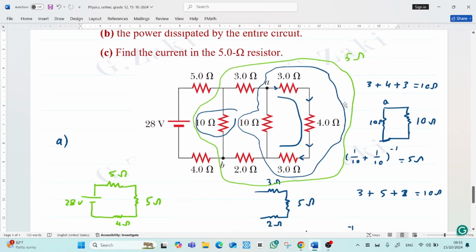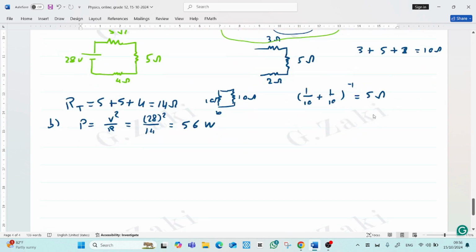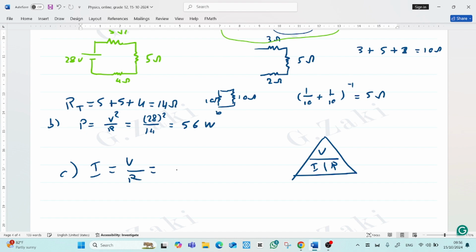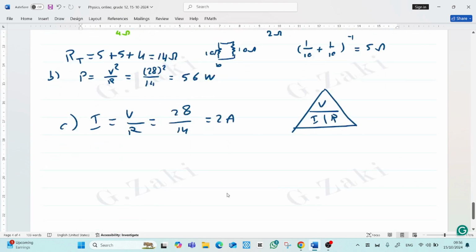Part C, find the current in the 5 ohm resistor. We need the current here in the 5 ohm resistor. This current comes from the cell, so it is the total current. How can we get the current? Remember Ohm's law, V equals IR. Then the current equals V over R. V is 28 and the total resistance is 14. So the current is 2 ampere. Then the current in the 5 ohm resistor is 2 ampere.